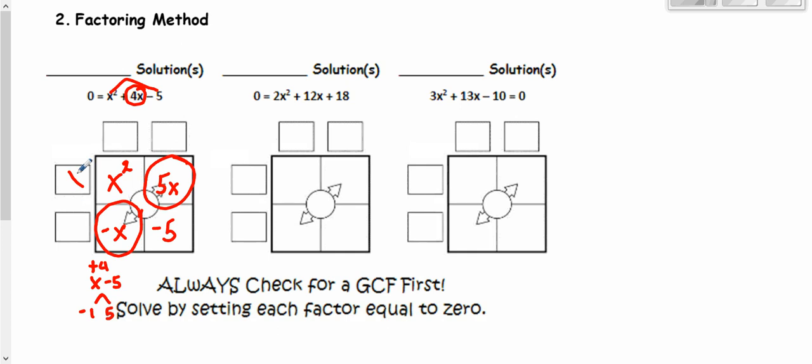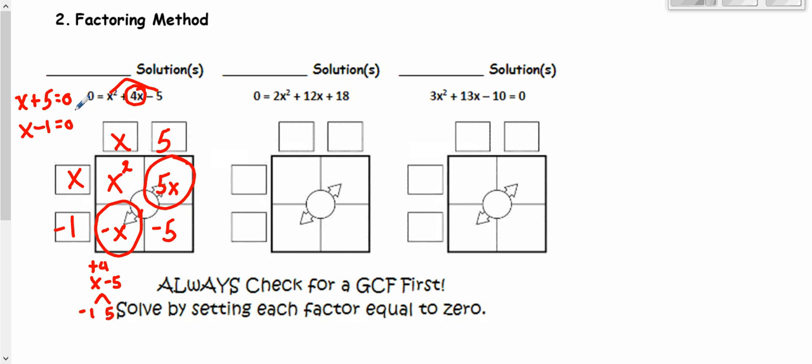So now I can place my factors, so x and x. This will need to be negative 1 to make negative x. And this will need to be 5 to make 5x. And both of these also multiply to make negative 5. Okay, so my linear factors are x plus 5 and x minus 1. I'm going to set both of my linear factors equal to 0 and solve.